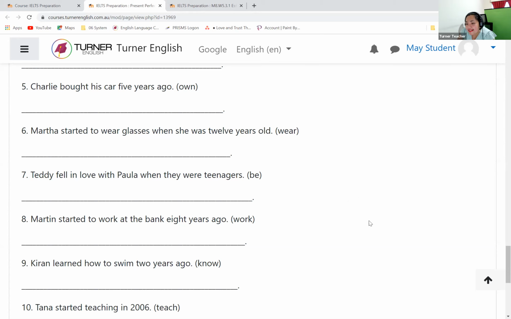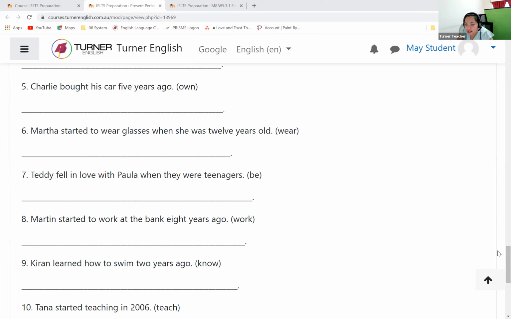Okay, so Jessie, Martha has worn glasses since she was 12 years old. Okay, so you need to refer to it as "since she was." Okay, Parminder, we are not using "to wearing," that's incorrect. It has to be "started wearing." So Martha has started wearing glasses. Yes, Martha has worn glasses for a long time.